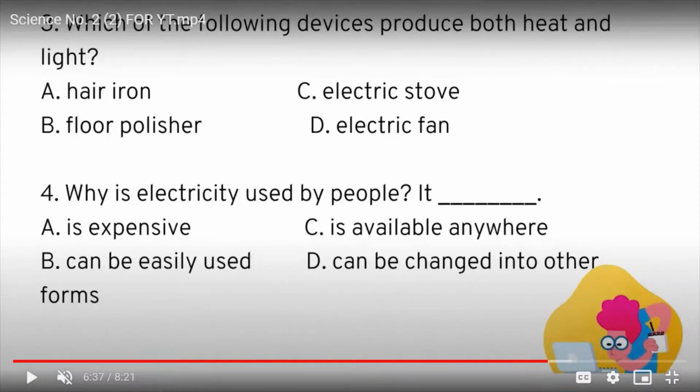Number 4. Why is electricity used by people? It blank. A is expensive. B can be easily used for. C is available anywhere. And letter D can be changed into other forms. Okay. Take your time while answering. So those are the 4 items. Now, we'll be proceeding to our 5th and last item.